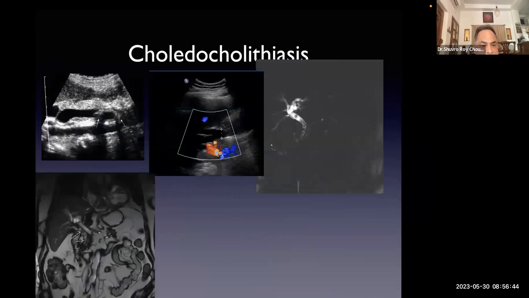Bile duct stone, we have talked about that. So you talked about anatomy. So I just wanted to quickly show you the anatomy.